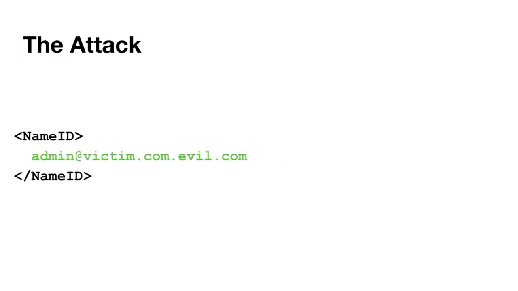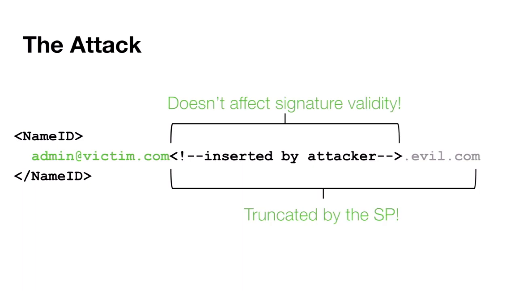So our attack is simply taking a section of XML that looks like this and inserting a comment into the appropriate location. The result is that when this is processed by a vulnerable SAML SP, the comment would not invalidate the signature, but would still cause the subject's user identifier to become truncated. So in this example, authenticating as the user admin@victim.com.evil.com would allow an attacker to truncate the name ID to a completely different user like admin@victim.com.